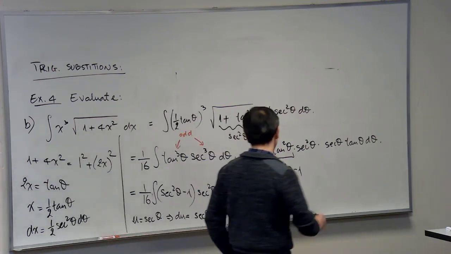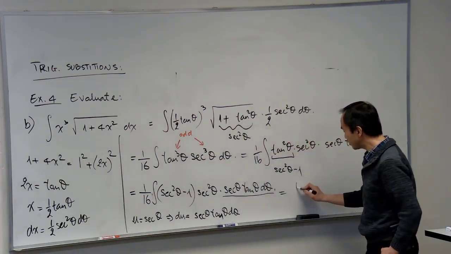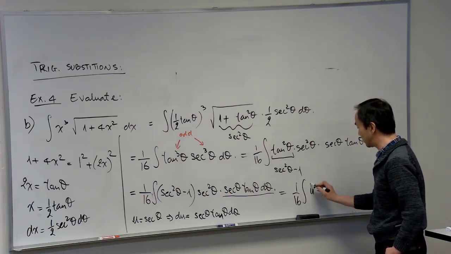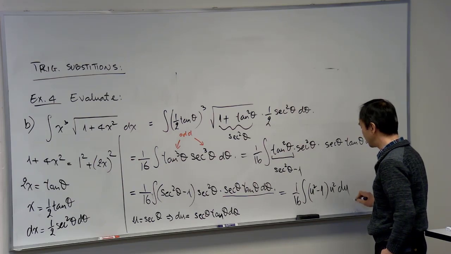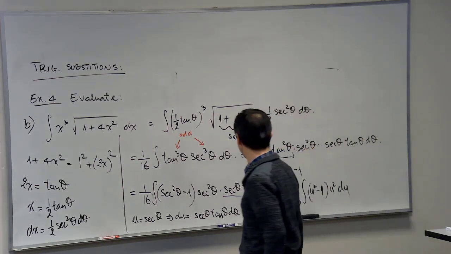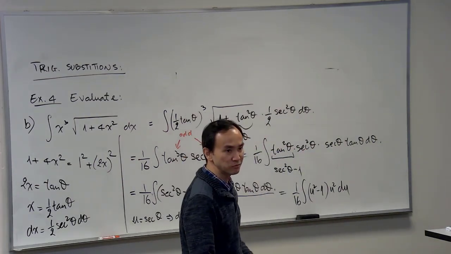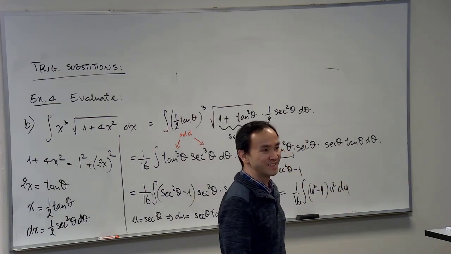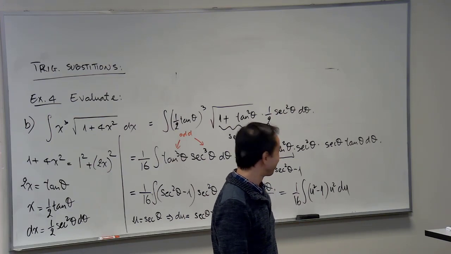So the integral in the next step becomes 1 over 16, right? And we have now u squared minus 1 times u squared, all du. Okay? So all of a sudden we have turned that problem into something a lot simpler, completely in terms of u, that we can just integrate term by term. You guys feel that still?